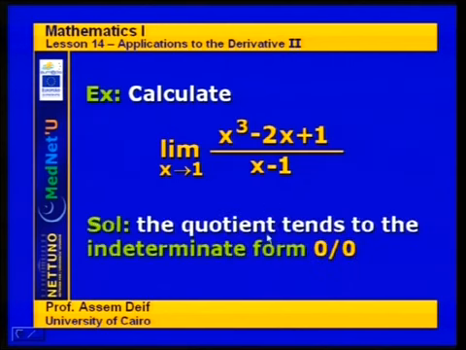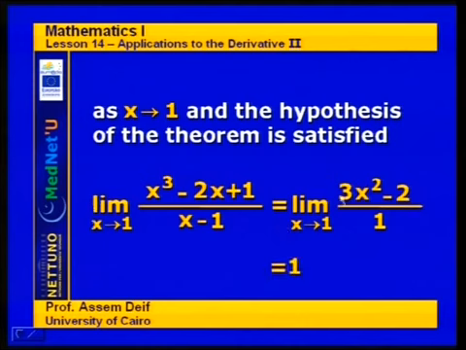Now the quotient is the indeterminate form 0 over 0, and therefore you can very well differentiate the numerator and denominator simultaneously. The derivative of this is 3x squared minus 2, and the derivative of x minus 1 is 1. So this limit is exactly equal to this limit. When you apply x tends to 1, you get 1. So actually this now works perfectly, and you can apply L'Hopital rule so long as the two conditions are verified.